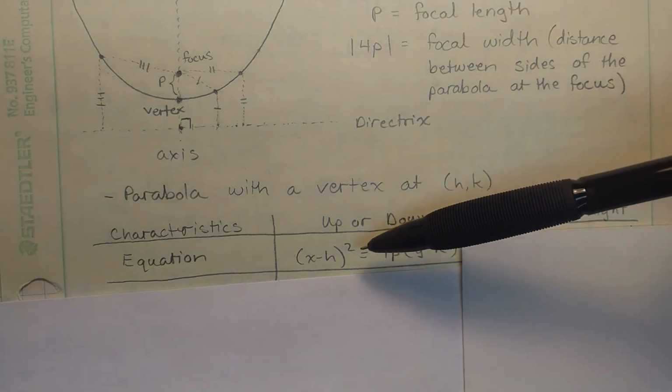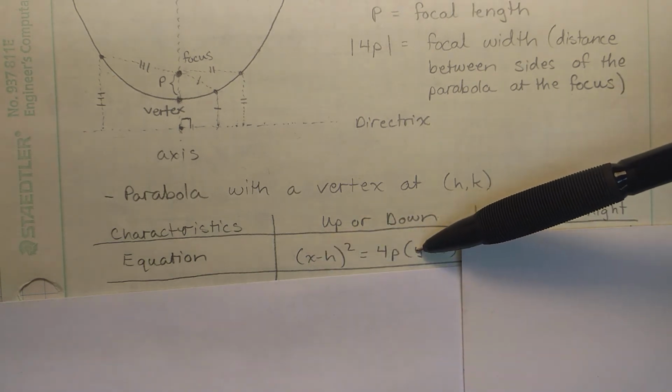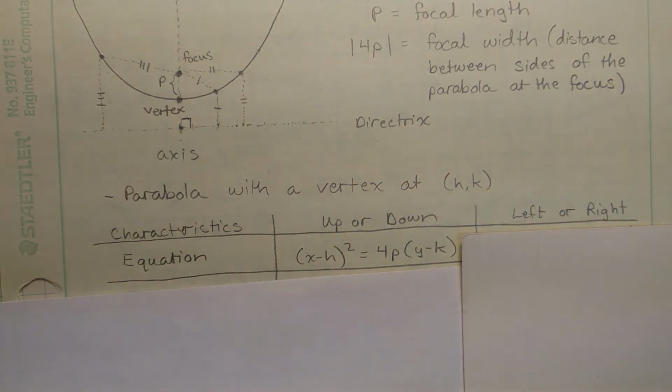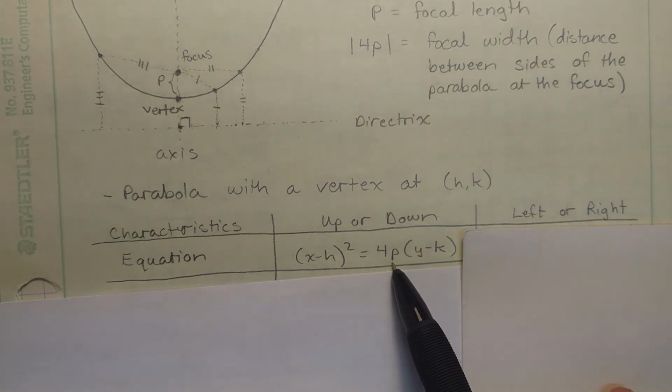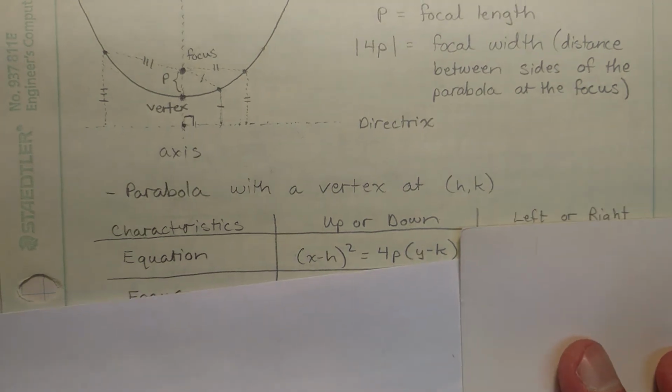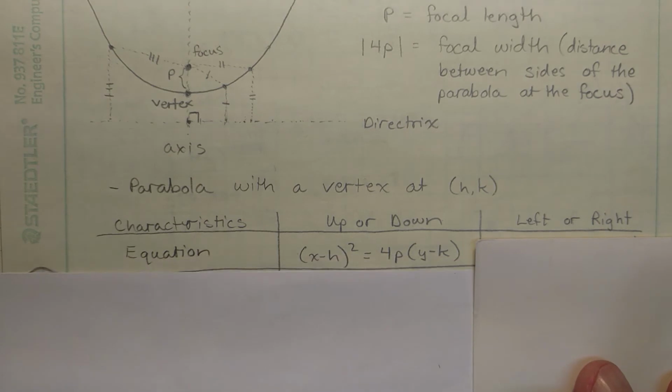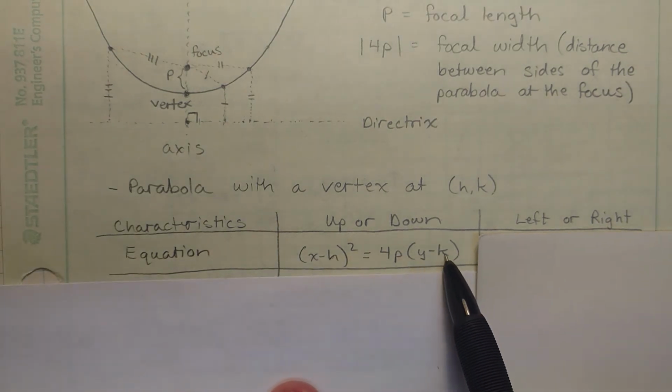So notice the x is squared, the y is not squared. That means we're opening up or down. They are functions. So our typical y equals x squared is of this form, where the x is squared, it's an up or down one. But this is our vertex form. It makes it very easy to pick out our focal length p and very easy to pick out our vertex, the values for h and k.